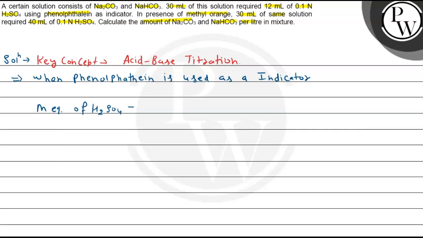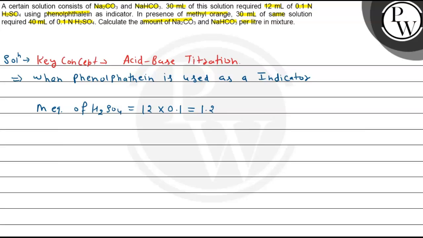So we can say that it is 12 ml which is the volume of solution given multiplied by the normality, and it is 0.1 normal. So here the volume is used in milliliter, that is why the gram equivalent we are getting from here are milli equivalent. So it is equal to 1.2 milli equivalent.